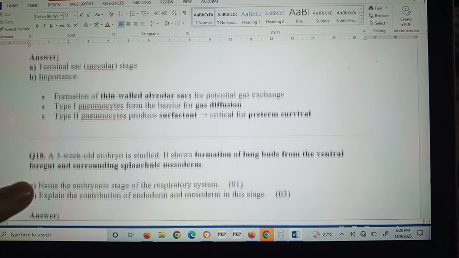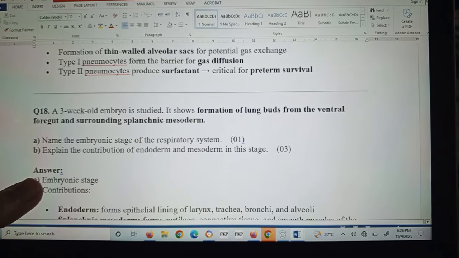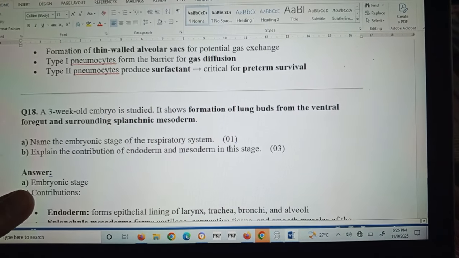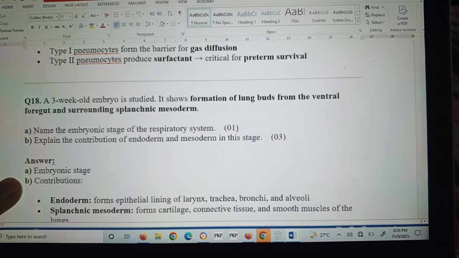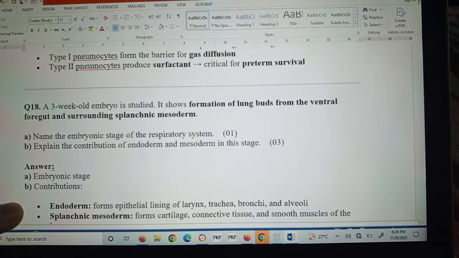Terminal saccular stage. Importance is formation of thin-walled alveolar sacs for potential gaseous exchange. Type 1 pneumocytes form the barrier for gas diffusion. Type 2 pneumocytes produce surfactant, critical for preterm survival.